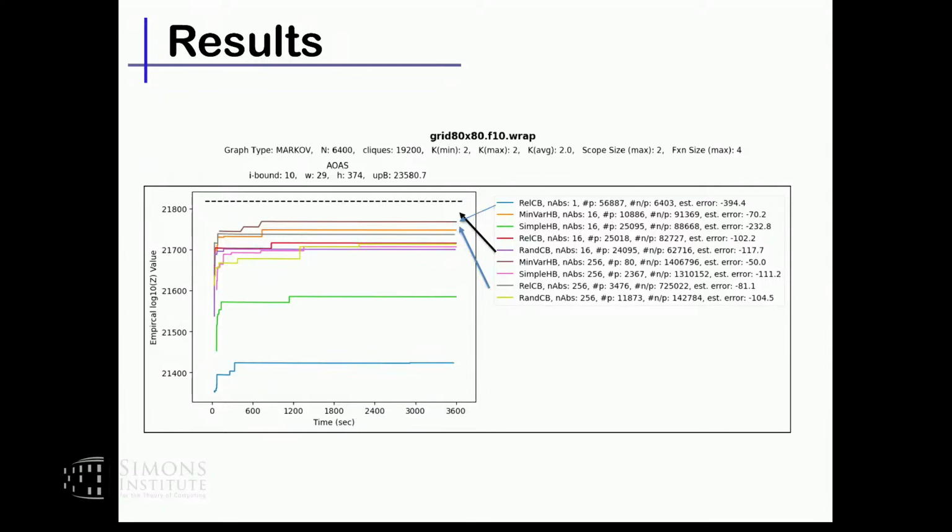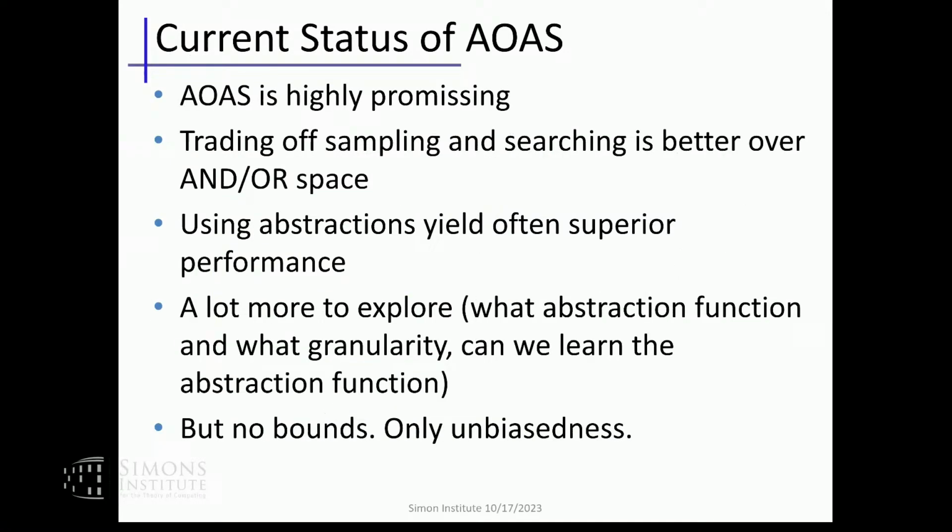And what we see is that all these many variations of this algorithm, with different abstractions, with different granularity of the abstractions, operate as a function of time. And the one in this example that is based on the heuristics was best. Not uniformly, but overall it showed good performance. So I wanted to share this. This is the bottom line, the current status of this AND/OR search approach for weighted counting. Yeah, we still have a lot to explore.